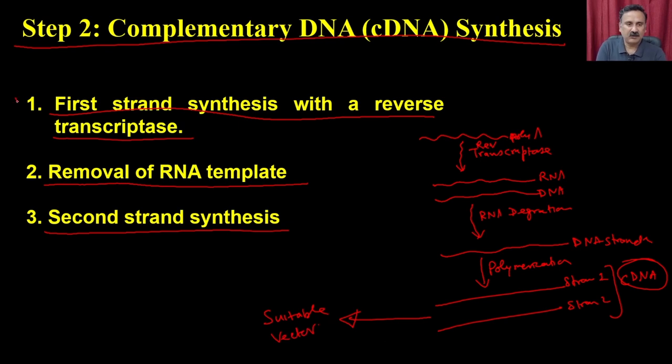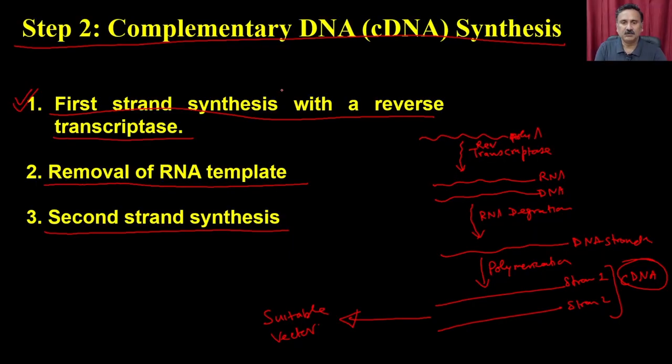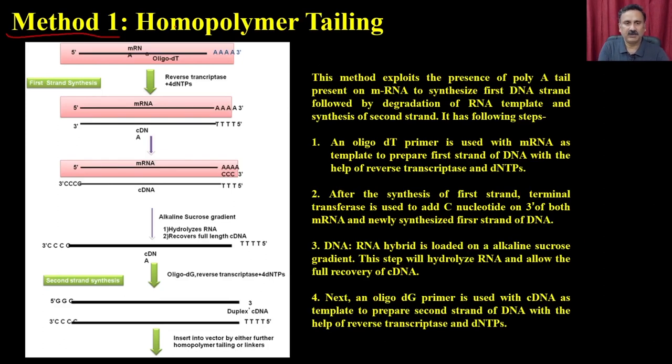So let's first discuss how you are going to synthesize the complementary DNA. We have multiple approaches one can use to perform the cDNA synthesis. In method 1, you can use the homopolymer tailing method. In the homopolymer tailing method, this is the messenger RNA, and what you can do is put in the oligo-dT primers. When you put the oligo-dT primers, they come and sit on the poly A tail, and then you can use the reverse transcriptase, which synthesizes the first strand.